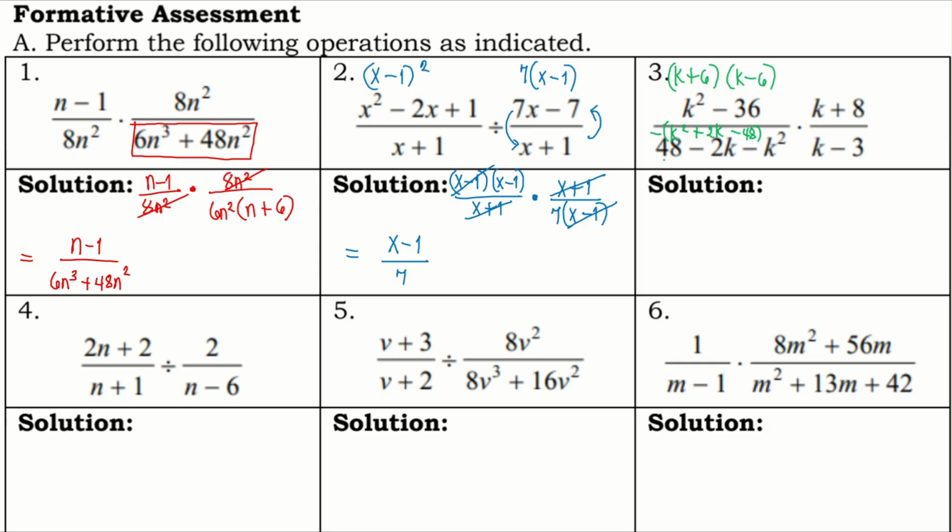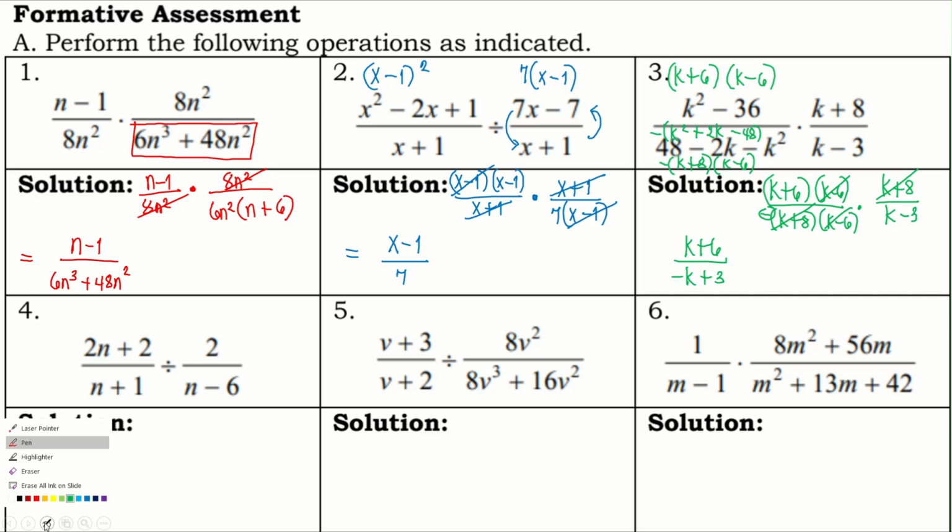Okay, so factors of negative 48 will be 8 and 6. Okay, so k plus 8 and k minus 6. Okay, so we get here k plus 6 times k minus 6 over negative k plus 8 and k minus 6 times k plus 8 over k minus 3. Okay, so cancel k plus 8 and k minus 6. So the remaining will be k plus 6. Okay, so again, we have a negative here, so we get negative k plus 3. Okay, so we have to multiply k minus 3 with negative 1.